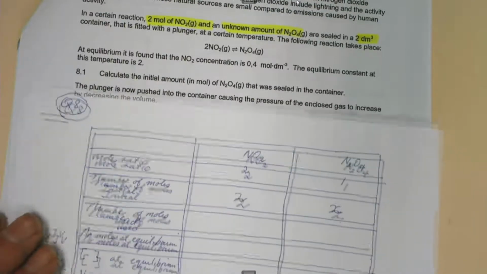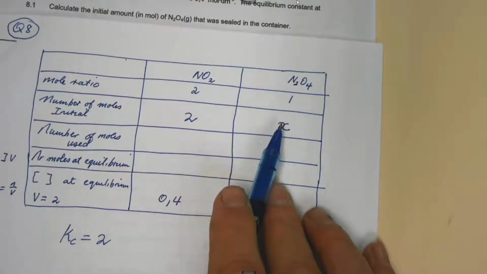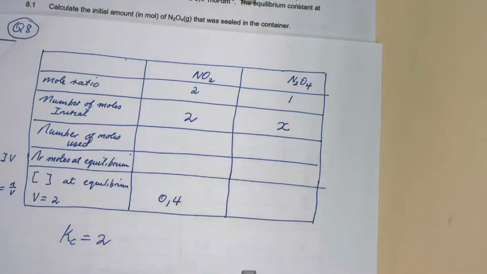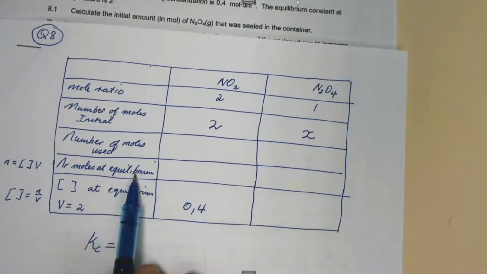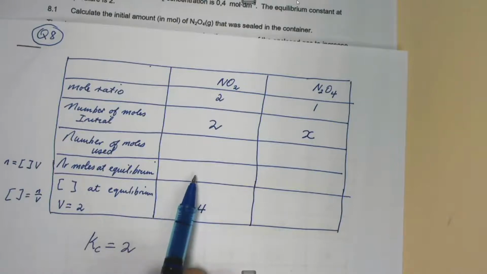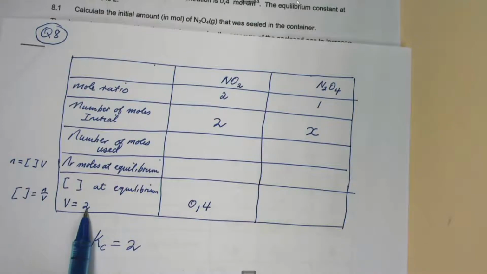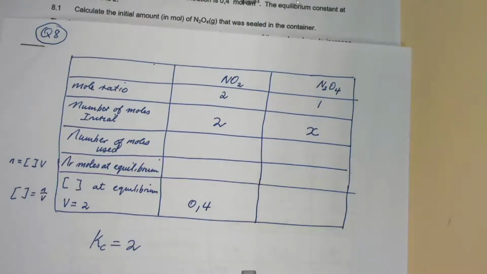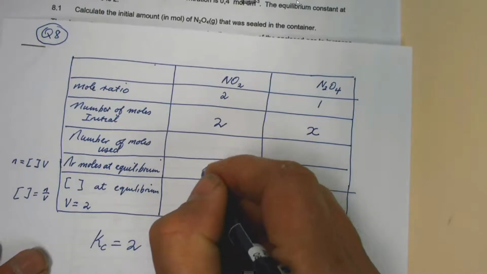And now they ask me, calculate the initial number of moles N2O4 in the container. So they want me to calculate for X. All right, now if I know what is the concentration at equilibrium, then I can go and work out what is the number of moles at equilibrium of the N2O4, where I use this very same formula that I have here, and I know what is the volume. So it will be concentration multiplied by volume will give me number of moles. So what I will find here is then, I will get here 0.8.